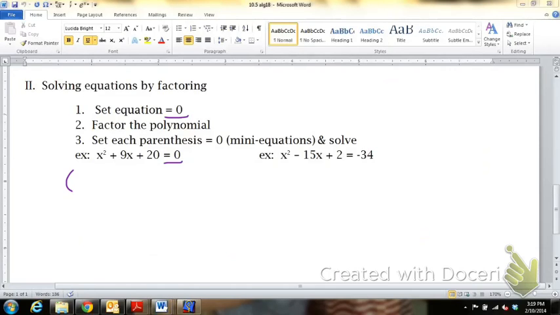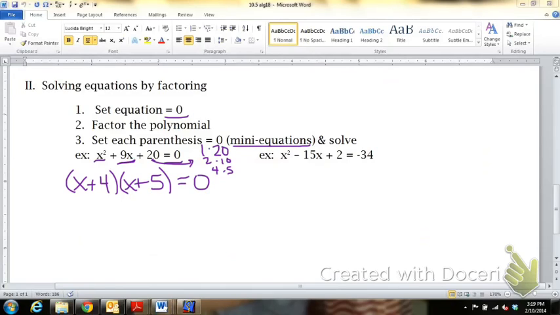Now I go ahead and factor, which means give me the parentheses. How do I get x squared? X times x. I always want to multiply to try to make the last number, so 20. I can do 1 and 20, 2 and 10, or 4 and 5. Which combination also gives me a 9? That would be 4 and 5. I have no negatives in my problem, so everybody's positive.